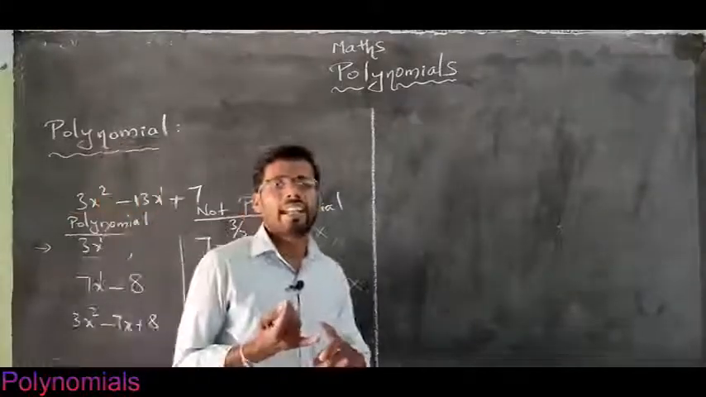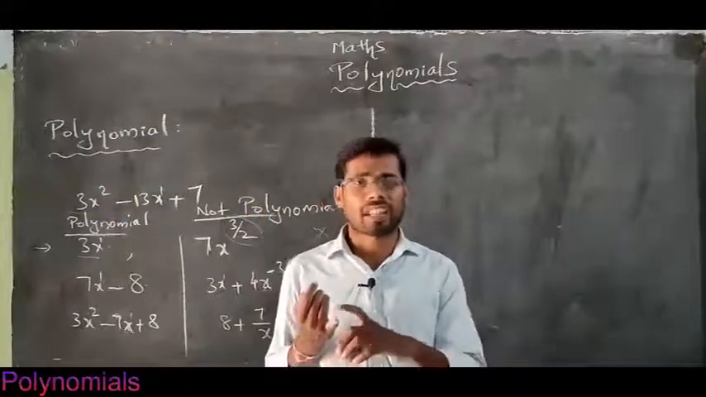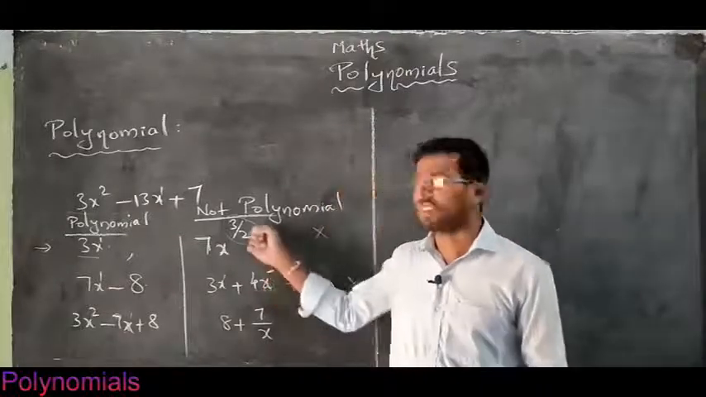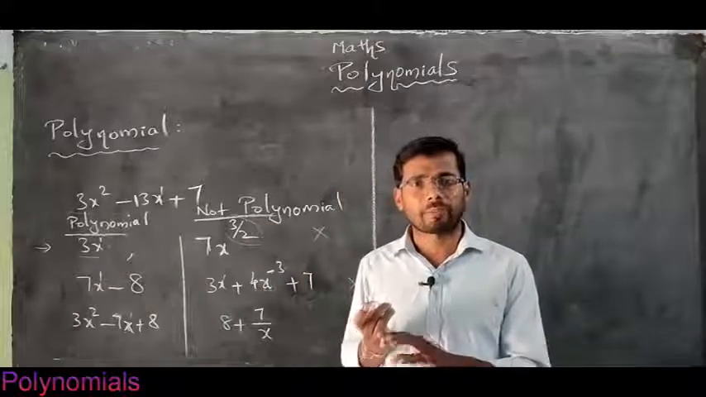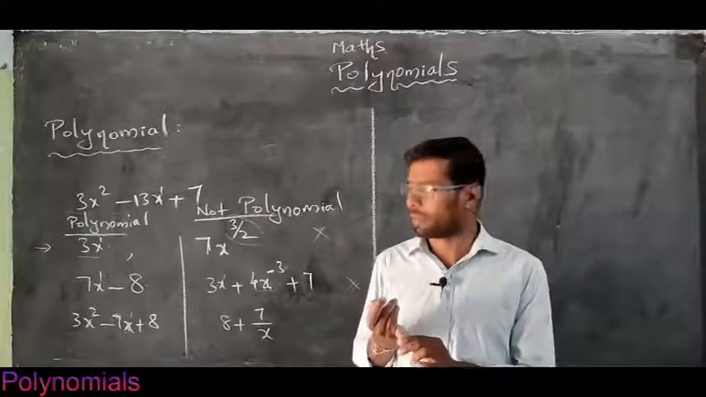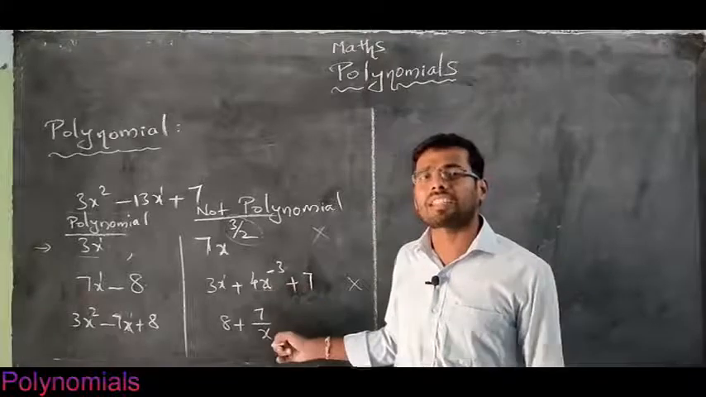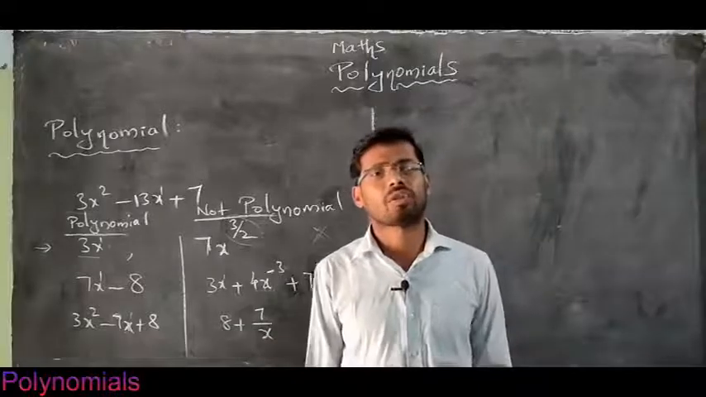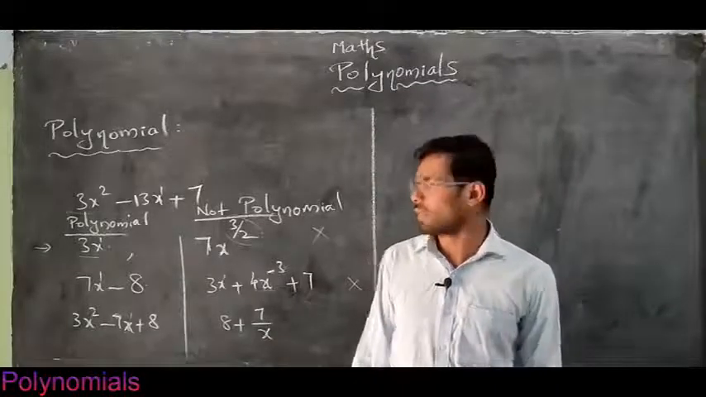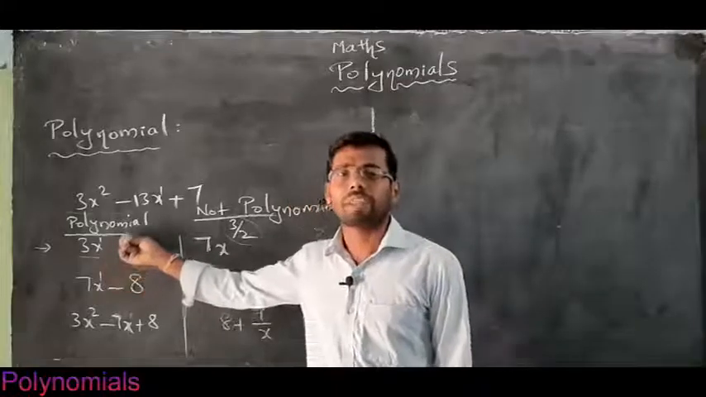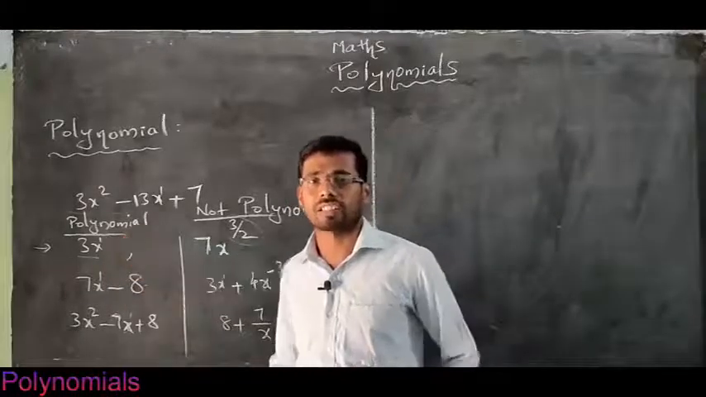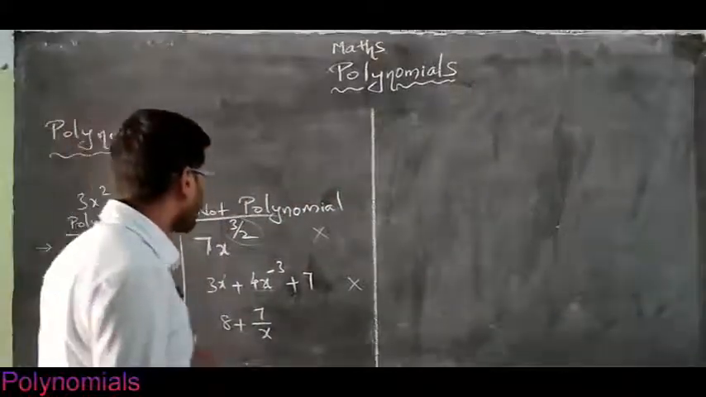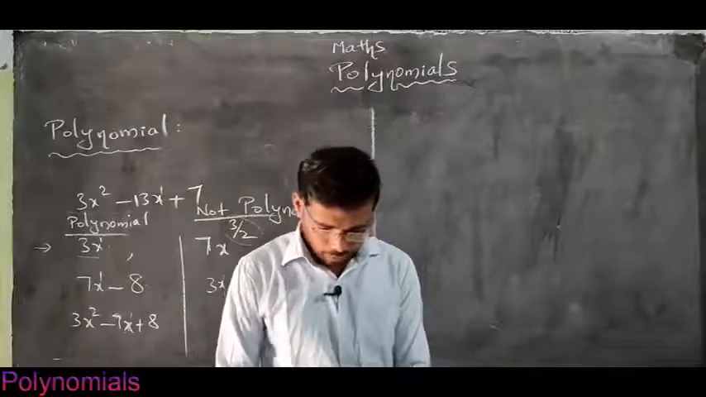Just remember, in an expression, if the variables' powers are negative numbers, or the variables' powers are fractional numbers, nothing but rational numbers, or whenever the variables are in the denominator part, those expressions we will not call polynomials. When you call it a polynomial, it means that if the variables' powers are positive integers, then only we call it a polynomial. Okay.